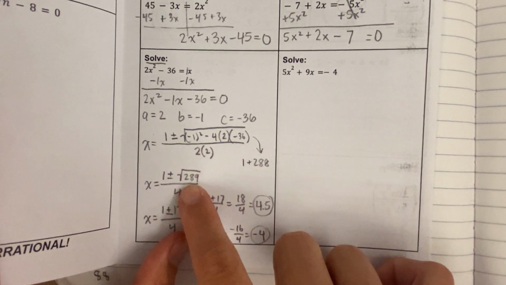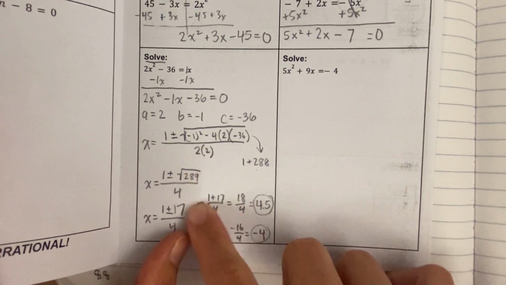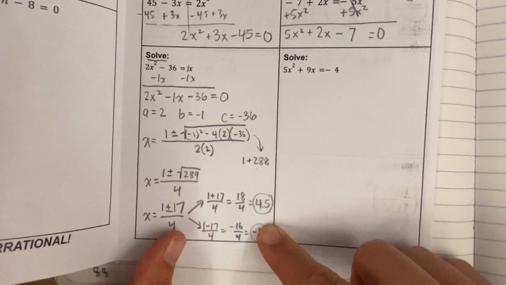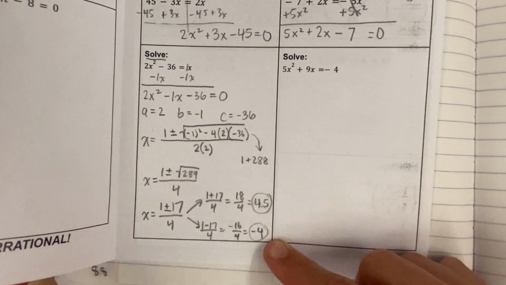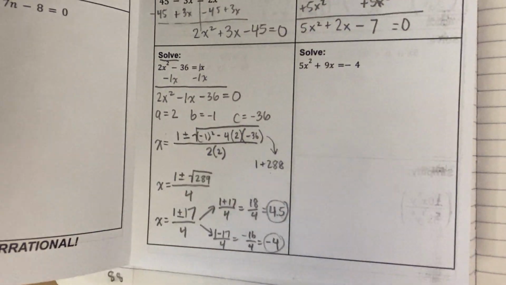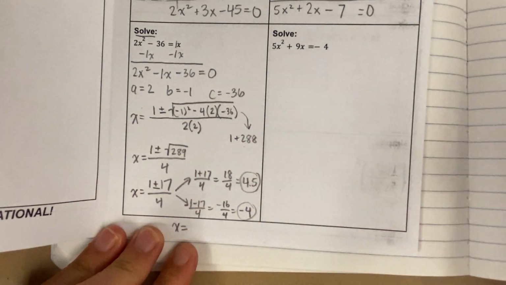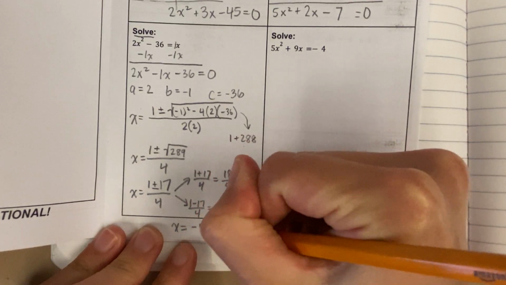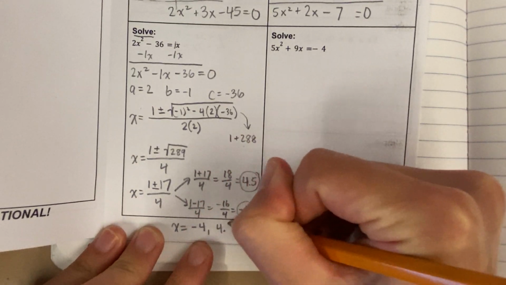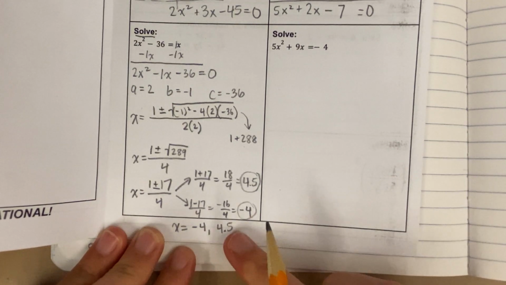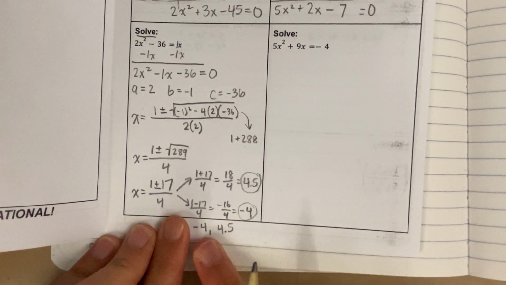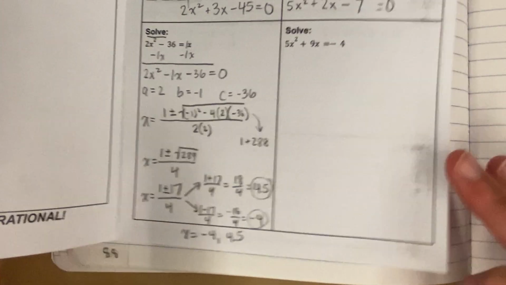If I take this square root, 289, and it becomes a whole number, in this case it was 17, then I have to go and find the two numbers. Now, in Edgelastic, the way I would enter this is like this. X equals the two numbers from least to greatest. So I would enter -4, comma, 4.5, like that. That is how you're gonna enter it into Edgelastic. X equals is gonna be already written, and then you're gonna type this in. Okay, so that's one possibility.